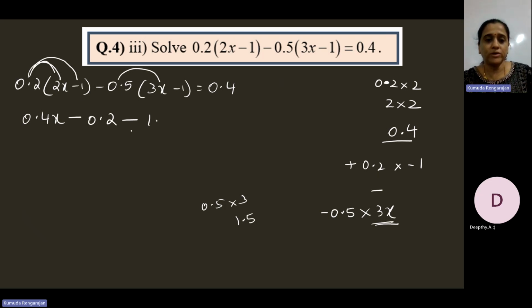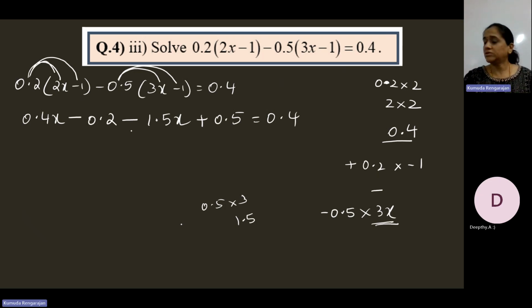Okay, so minus 1.5x. Then minus 0.5 into minus 1. 0.5 into 1, that is 0.5. Now, what is the sign? 0.5 carries a minus sign, 1 carries a minus sign. So minus into minus is plus, equal to 0.4. So in this method, we have not converted the decimal numbers to fractions. We are doing the multiplication with the decimal numbers itself. So, this is what we've got.